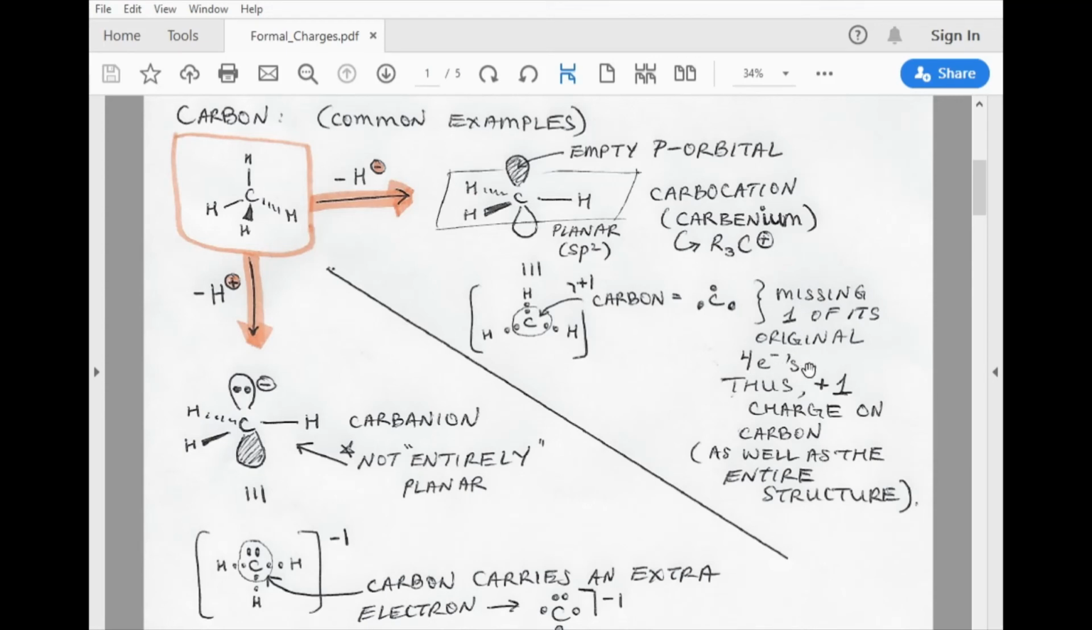And if you remove an electron, you're removing a negative charge. This carbon now becomes, in this entire system in fact, a charge of +1.